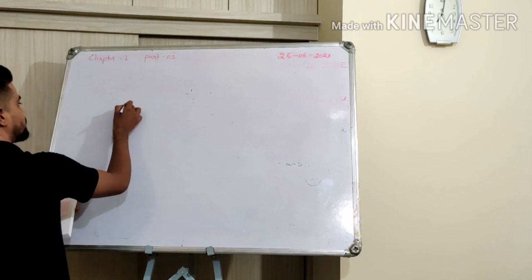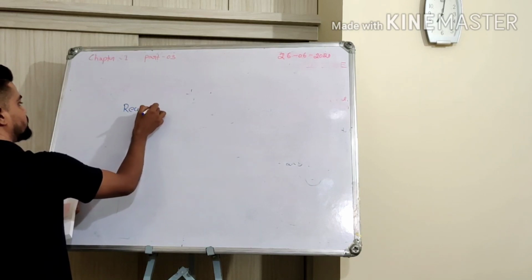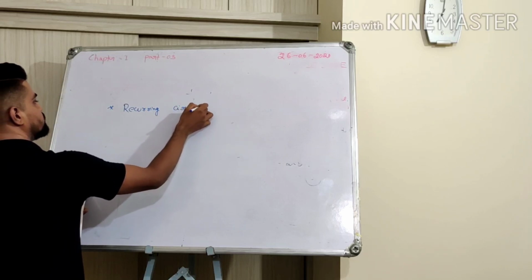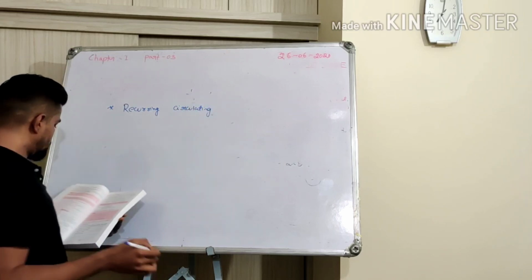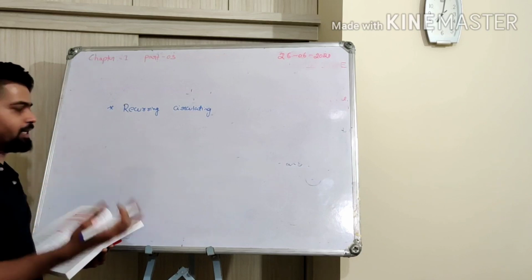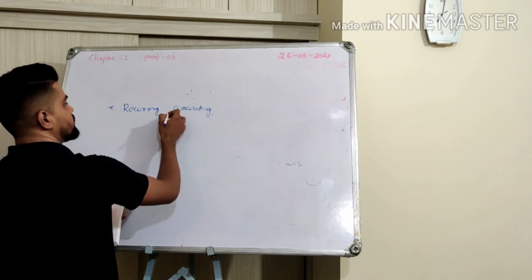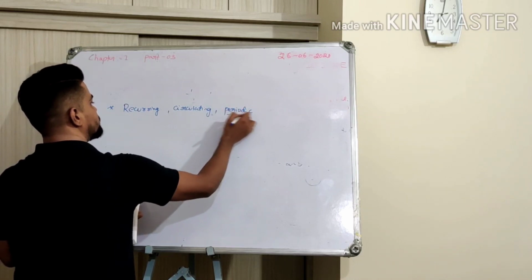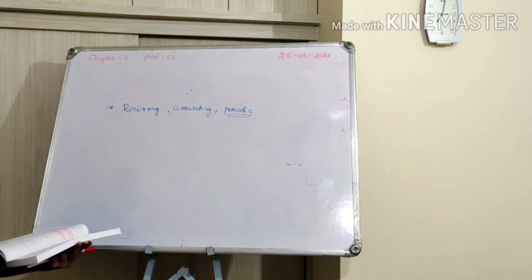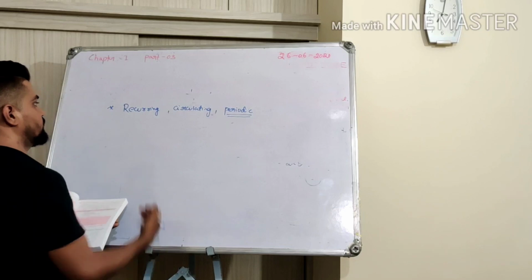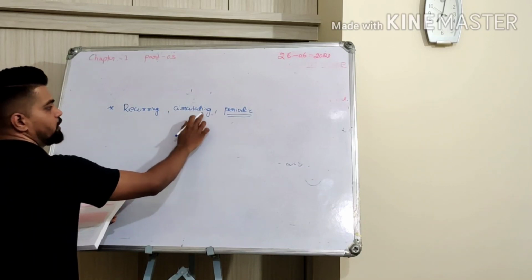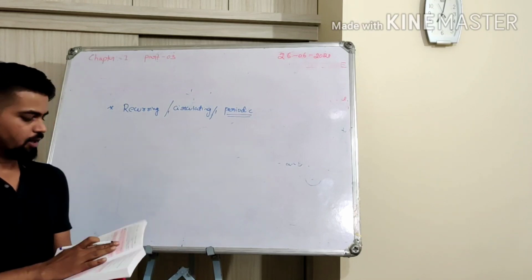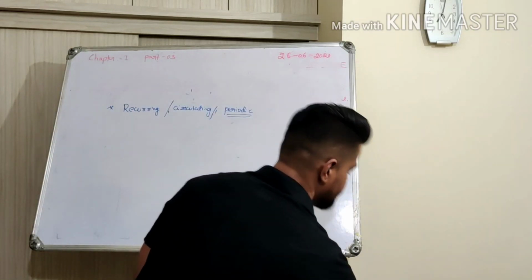One more thing, these recurring decimals are further called circulating decimals. Okay, circulating because they completely repeat like a circle, right? That's why circulating decimals, or it is also called periodic decimals. Period means what? Again, repetition, right? So periodically it is repeating after a particular cycle. So recurring decimals, circulating decimals, or periodic decimals, all these are one and the same.